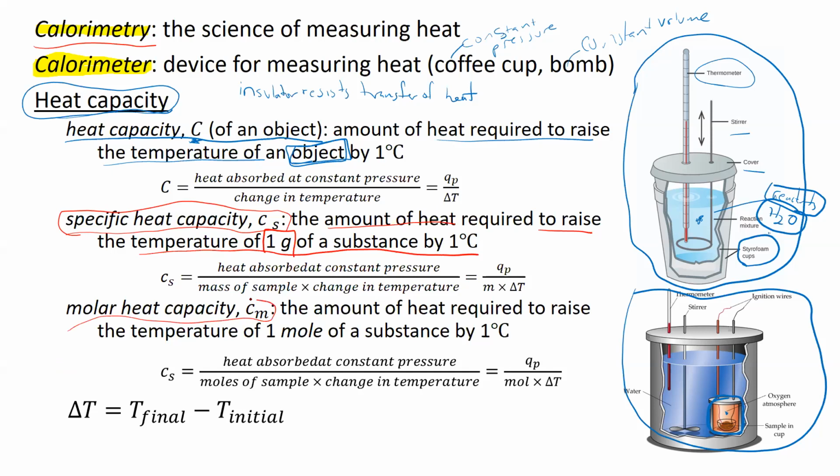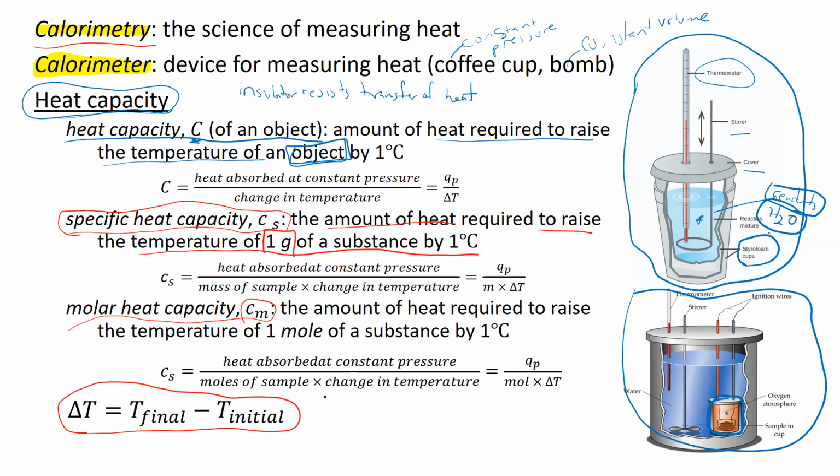Related to the specific heat capacity is the molar heat capacity, so C sub M instead of C sub S. And that's the heat required to raise the temperature of 1 mole of a substance. So the specific heat capacity and the molar heat capacity are related to each other just based on the molar mass of that substance, okay? And just keep in mind, anytime we have a change in anything, it's the final minus the initial conditions for that substance.